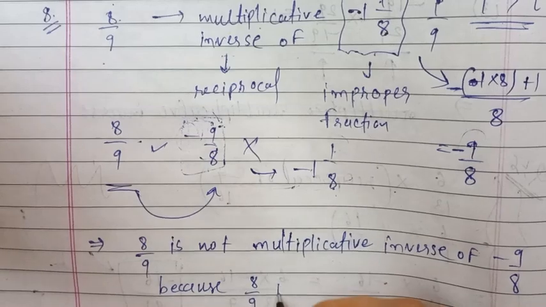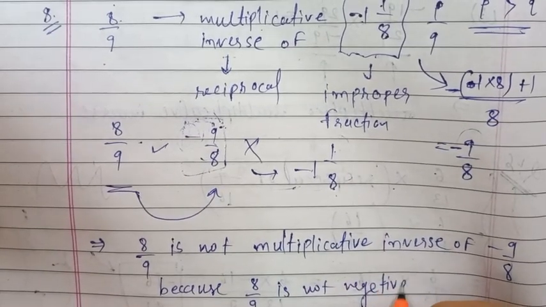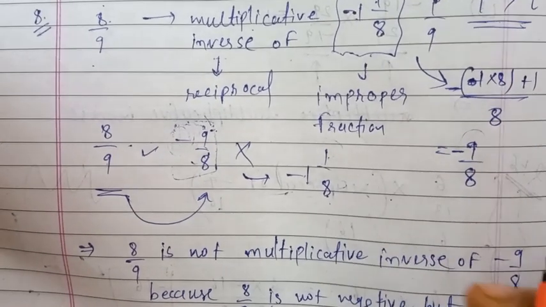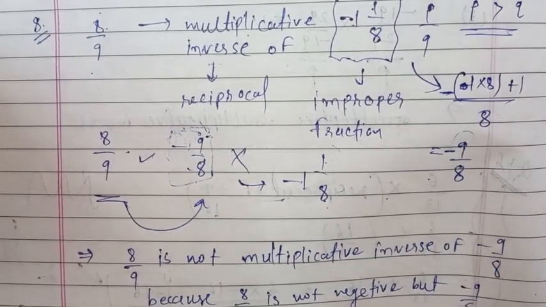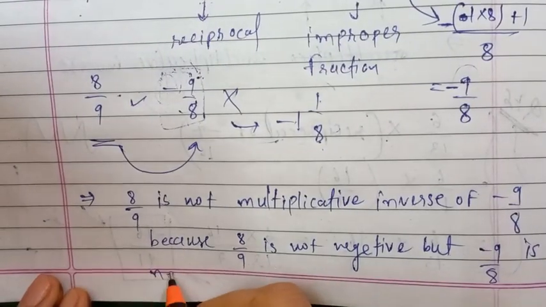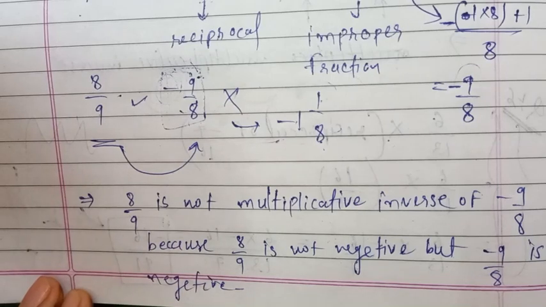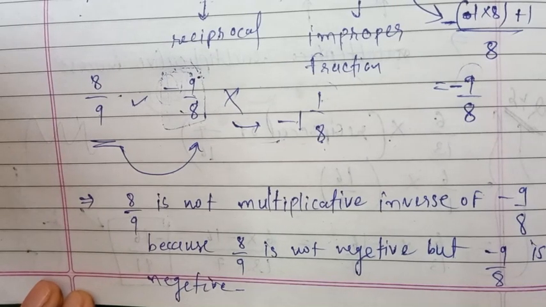So because 8 by 9 is not negative, but minus 9 by 8 is negative. So this is not the multiplicative inverse of 8 by 9. Let's move on to question number 9.